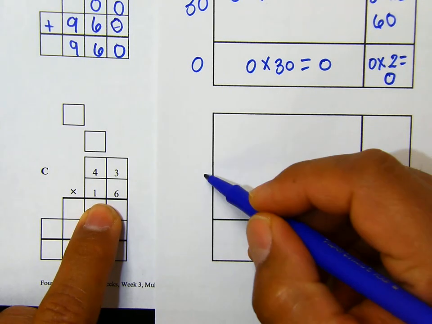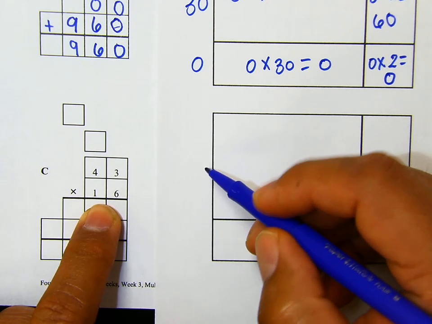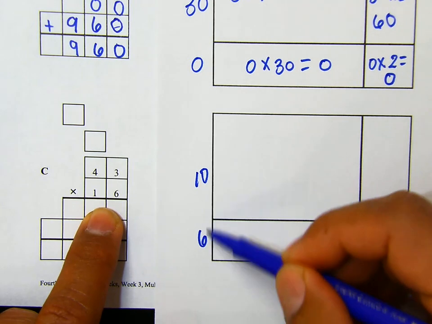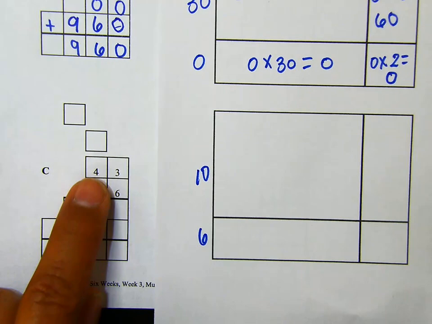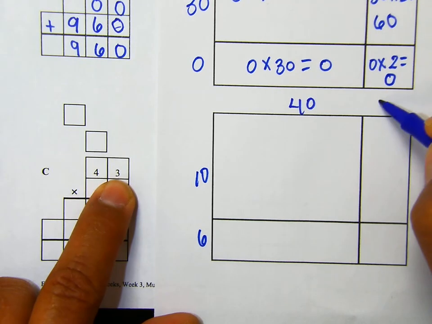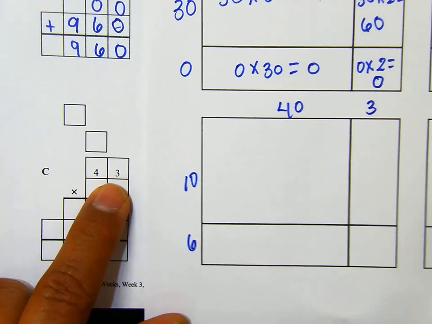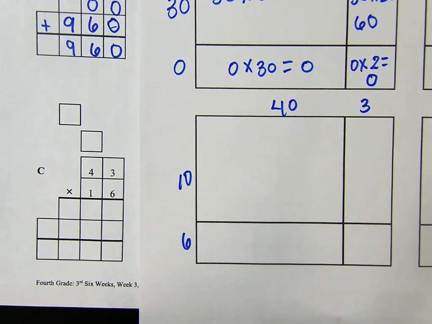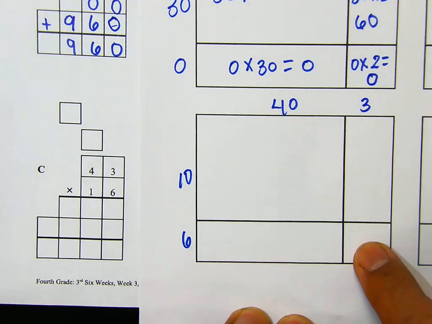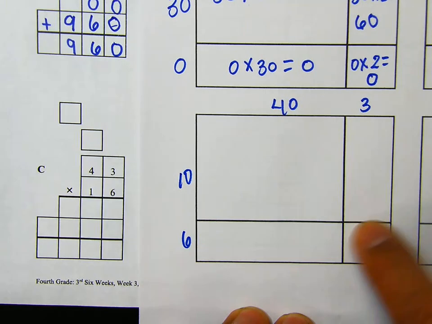So 16 are my rows. So I go, there's a 10 and 6, that's 16. 10 plus 6 is 16. Now there's 4 tens here, so it's 40 and 3. 40 plus 3 is 43. So 16 times 43. So we start at the bottom right corner.